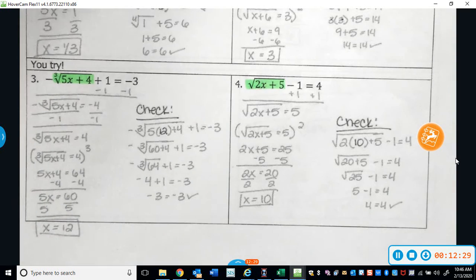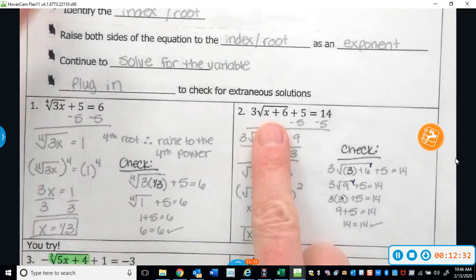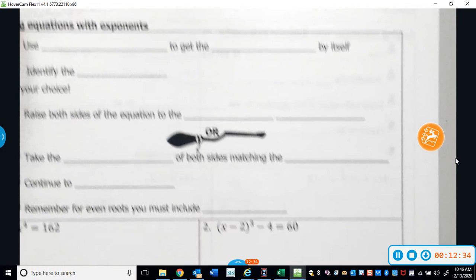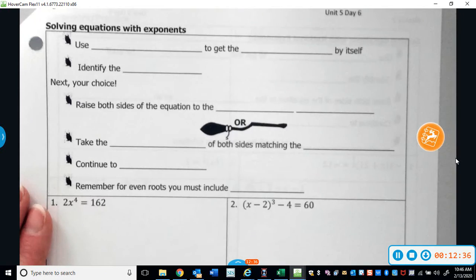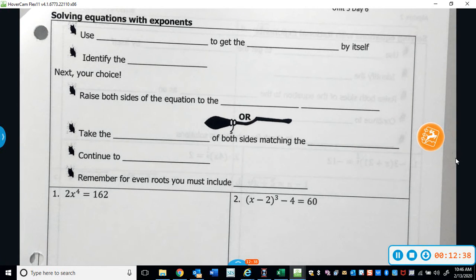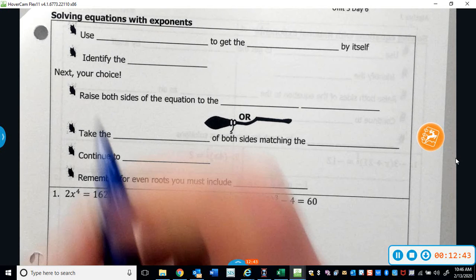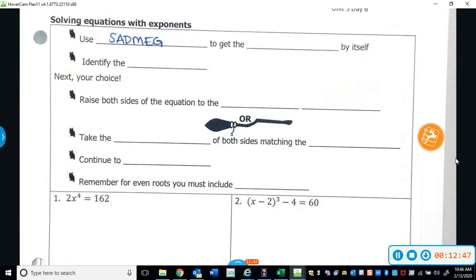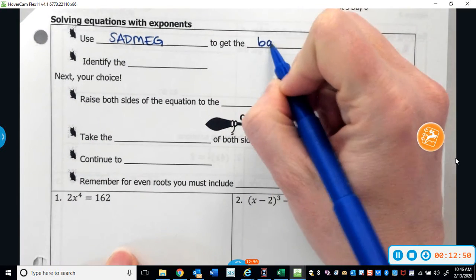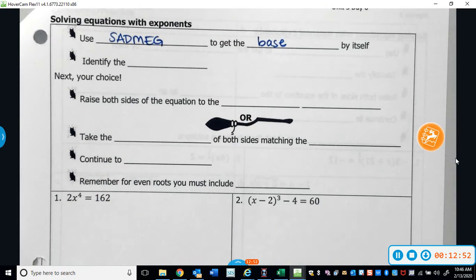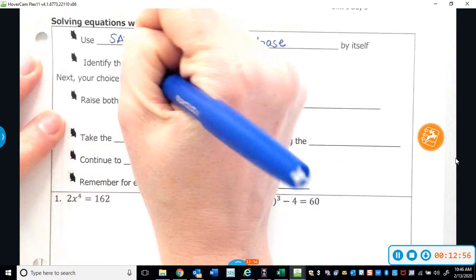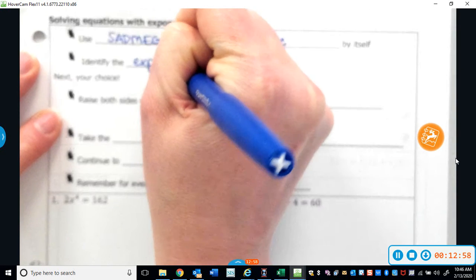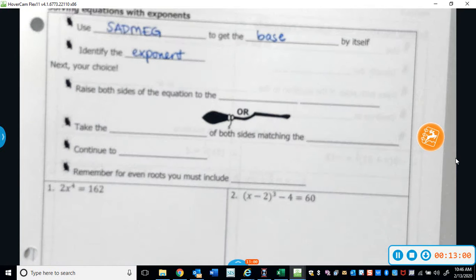But let's try some equations now where rather than radicals, we have exponents in them. So the process is still going to be the same. We're solving an equation. We're trying to get a variable by itself. So we use order of operations backwards. We do inverse operations. But this time we're trying to get the base, the thing that has the exponent, by itself. And once we do, we'll identify the exponent to figure out how to undo it.